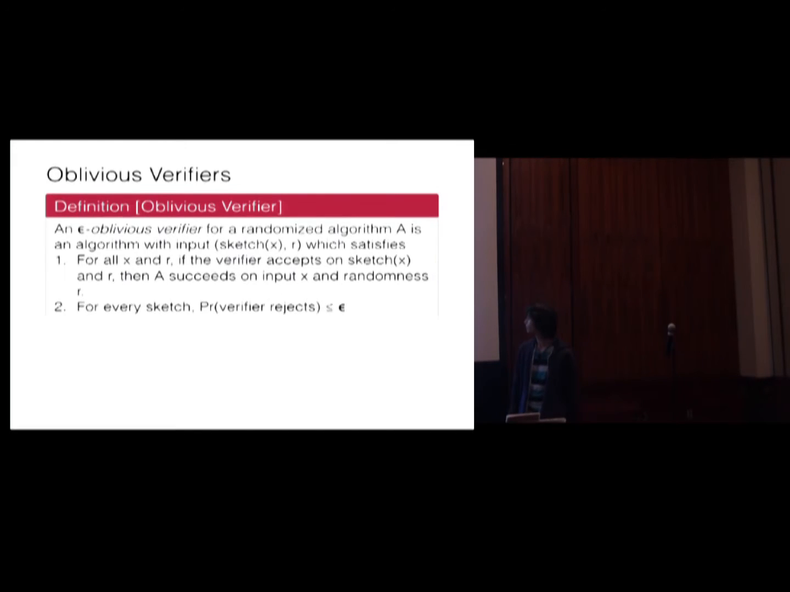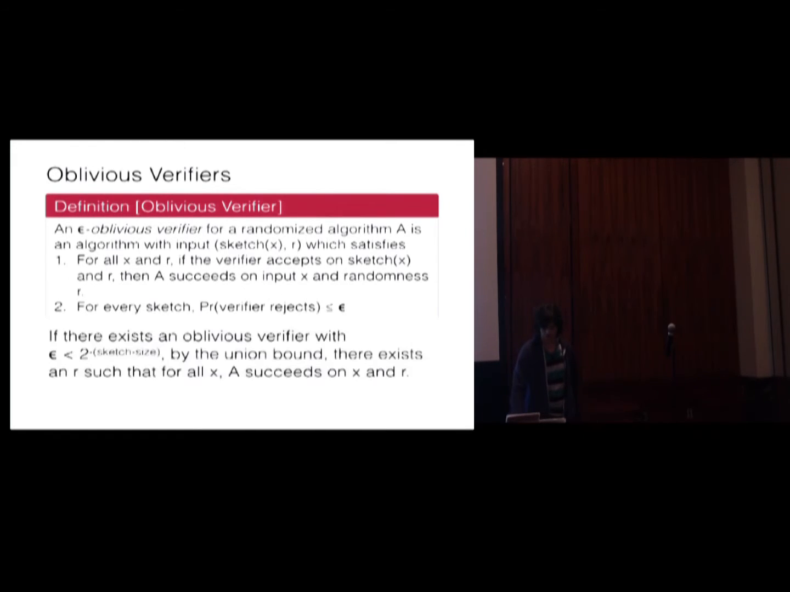Cool. And the observation is that if there's an oblivious verifier with a small enough epsilon, then by the union bound, there's a randomness string that we can hard code into the algorithm, like in Adleman. Another way to think of an epsilon oblivious verifier is to go back to the table we had a couple slides ago. An epsilon oblivious verifier means that in each one of the boxes of inputs with the same sketch, all but epsilon fraction of the rows are full of check marks. Okay? Cool.